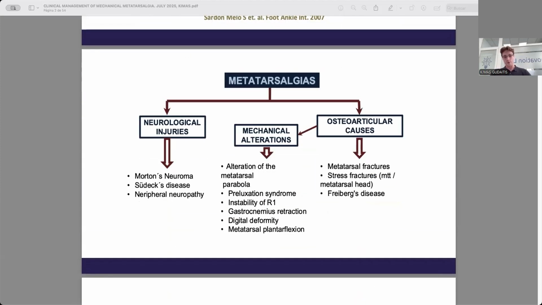As you can see, there are multiple causes behind metatarsalgia, and most of them are related to mechanical alterations. Some of the most common are these: alterations in the metatarsal parabola, such as index minus, predislocation syndromes with MTP, metatarsophalangeal joint synovitis, calf muscle retractions, digital deformities, and the plantar flexion of the forefoot. These factors all contribute to increase the biomechanical stress in the metatarsal area, leading to pain and sometimes dysfunction.